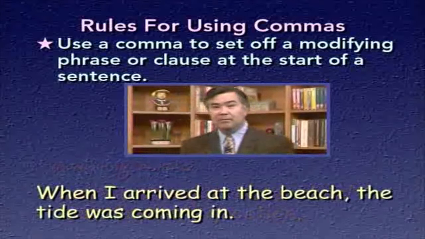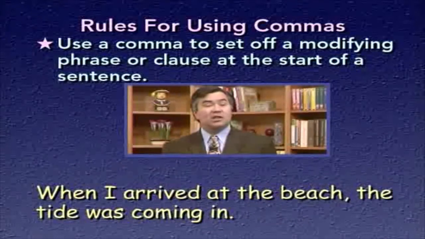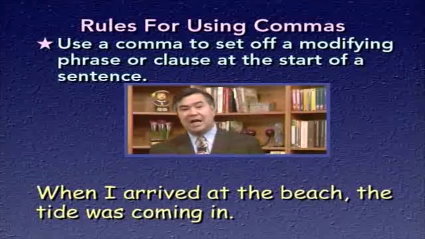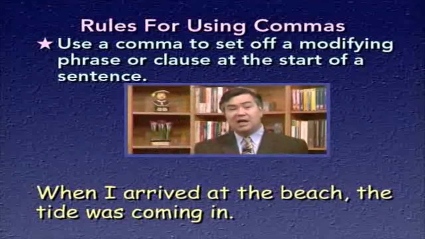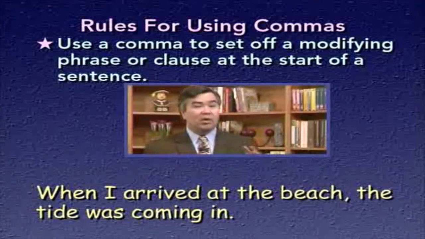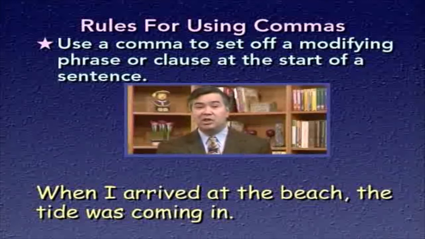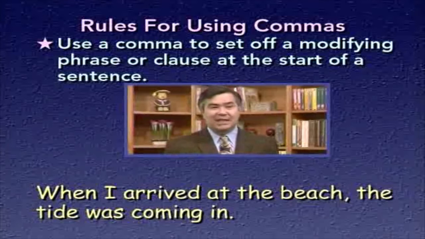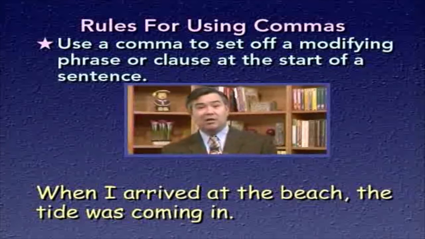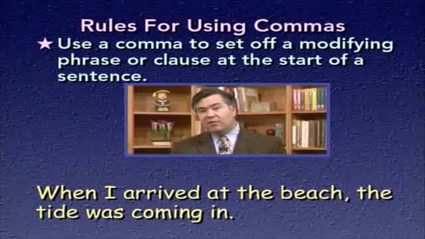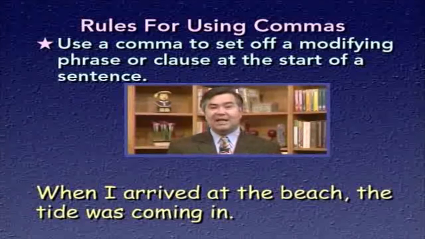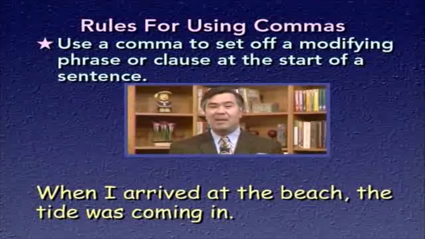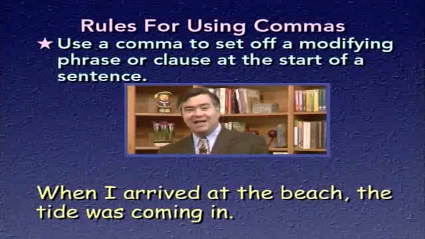Another example. When I arrived at the beach, the tide was coming in. Here the sentence begins with a clause which acts as a modifier. The entire dependent or subordinate clause, when I arrived at the beach, tells more information about something else that appears in the sentence. The tide was coming in when? When I arrived at the beach. Therefore, that entire clause is acting as a modifier, almost like an adverb, because it gives more information about the verb was coming later in the sentence.